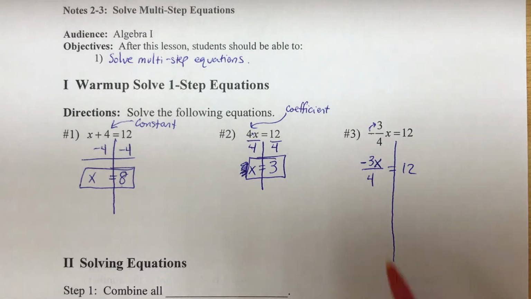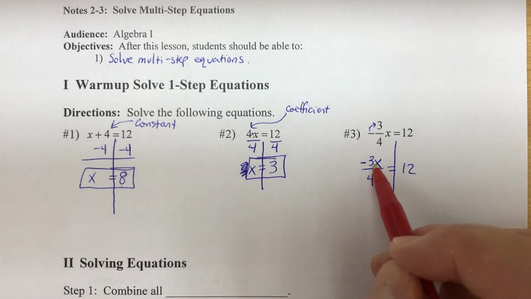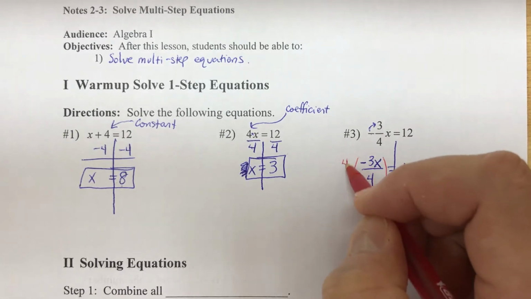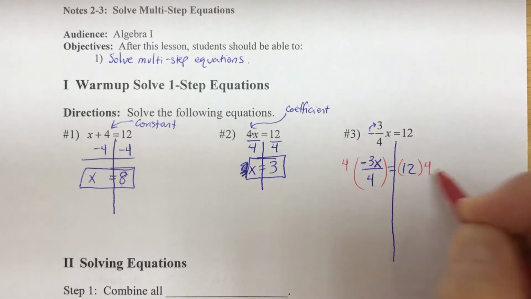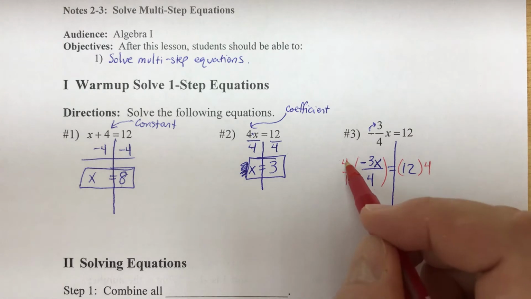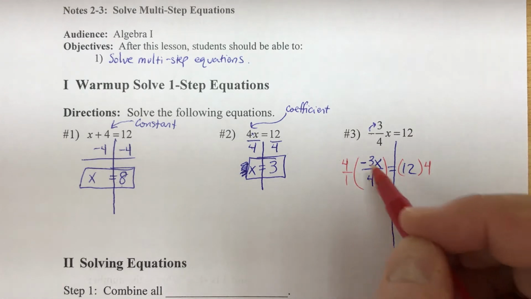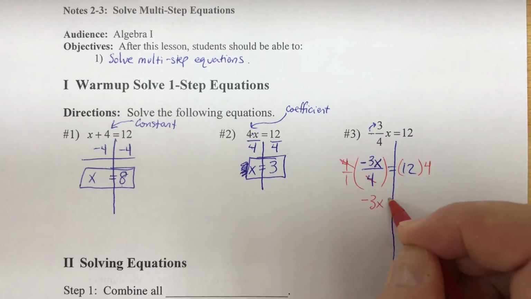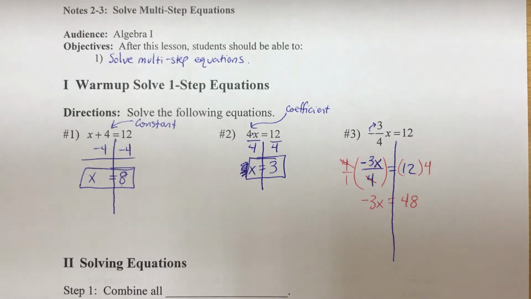Because what I'm going to do first is I'm going to take care of the 4. So we have negative 3x divided by 4. To undo division, we multiply both sides. And what happens here, this is like a 4 over 1. 4 divided by 4, I can reduce that. That's just 1. And what we get is negative 3x is equal to 48.